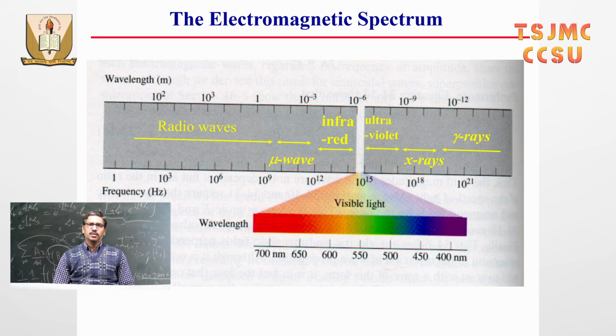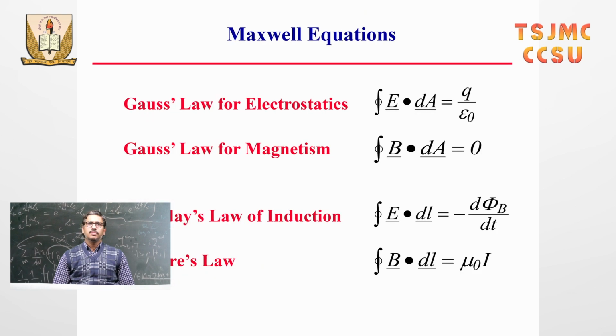To explain the behavior of light, Maxwell gave four equations, now known as Maxwell's four equations. In the next slide I have shown these. The first is the integral of E dot dA equal to Q upon epsilon naught, and these four equations which you are seeing in this slide are called the integral equations.